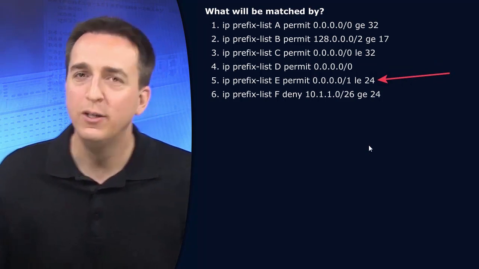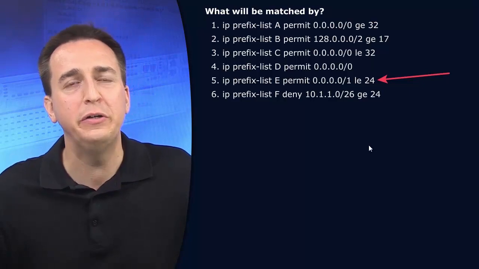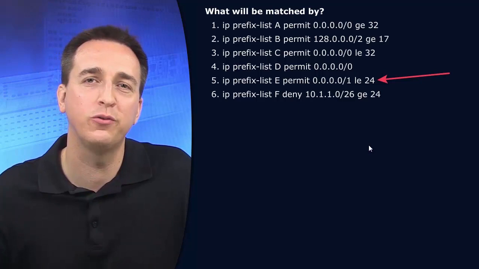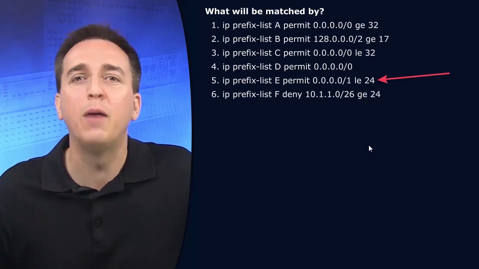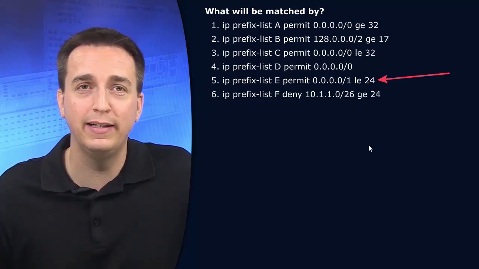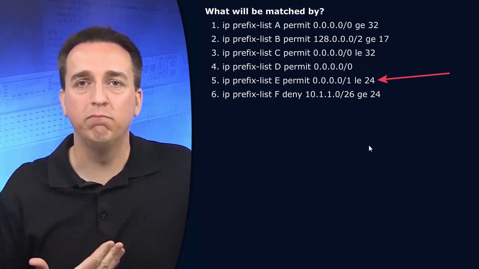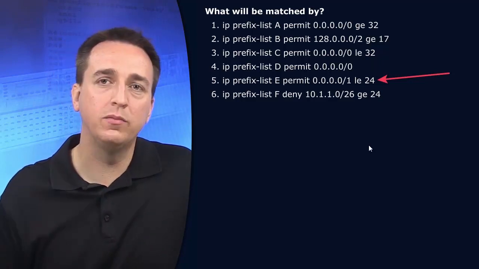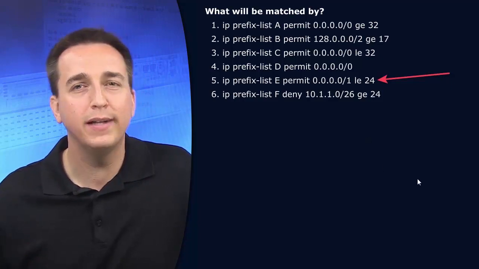Example number 5. We haven't seen this yet. So we're going to go out to our flowchart and do it. I see 0.0.0.0 slash 1 less than or equal to 24. Wow. Seems complicated. Just like example 2 was complicated. Yeah, and it is. But once you see this detailed and outlined in the flow chart, it's not so hard to read.